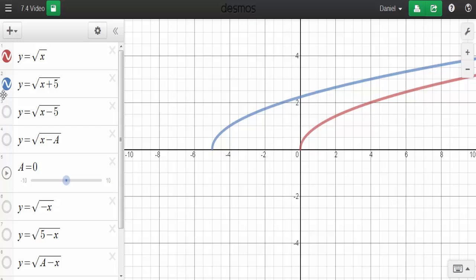And if I graphed the square root of x minus 5, that would actually start at positive 5 and go up and to the right from there. And again, you can verify that those would be the correct domains just by setting the radicands greater than or equal to 0.